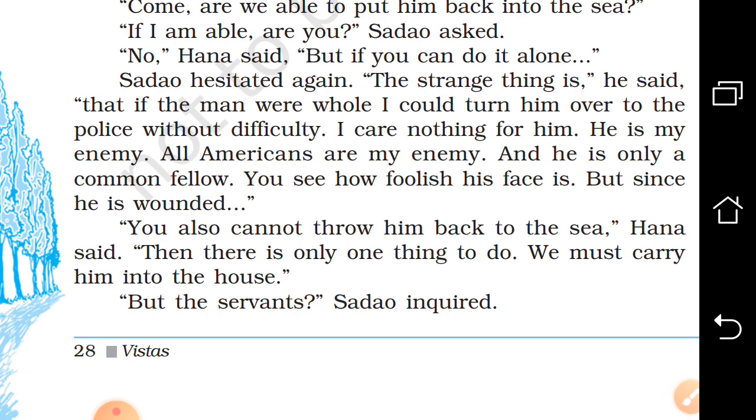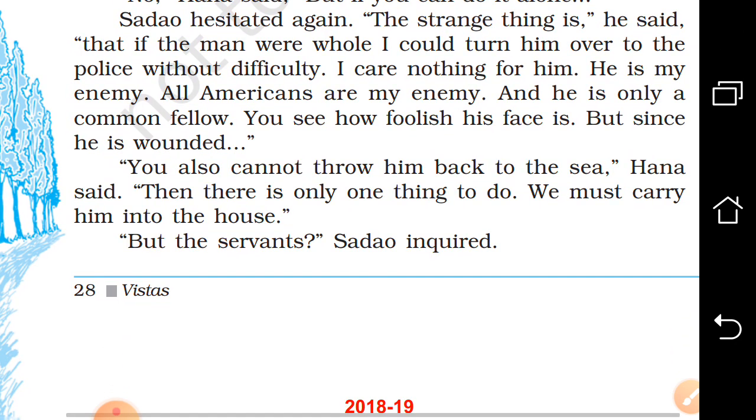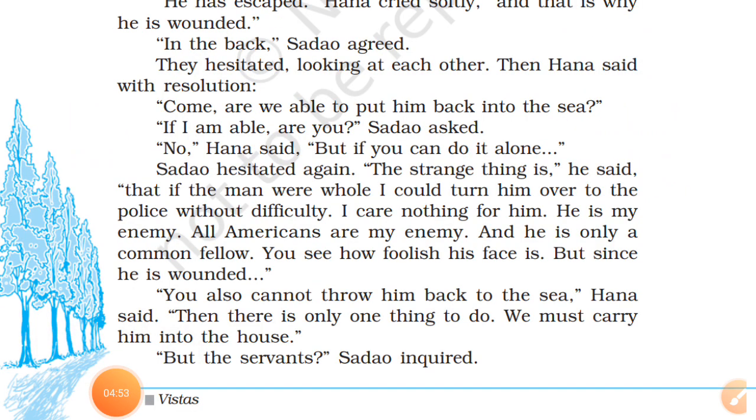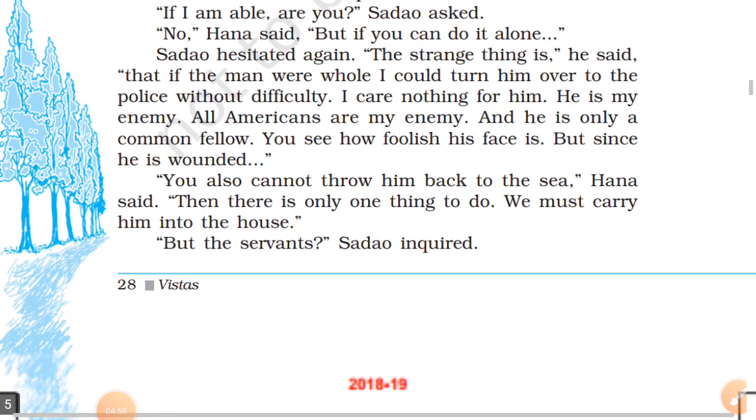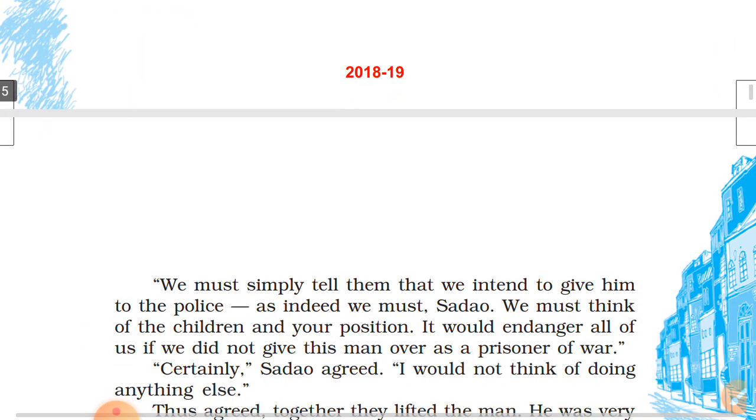Hannah said, "Then there is only one thing to do. We must carry him into the house." "But the servants?" Sadov inquired. But finally they decided to take him back to their home for treatment. But suddenly the doctor asked, what about the servants? Sadov is afraid of the servants. Why? Because they may inform the matter to the police, because harboring or accommodating an enemy in their home is not safe for the couple.